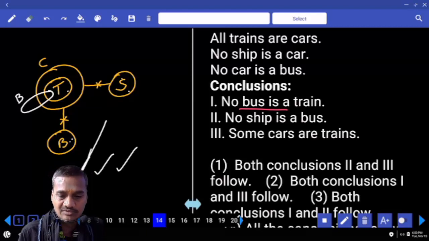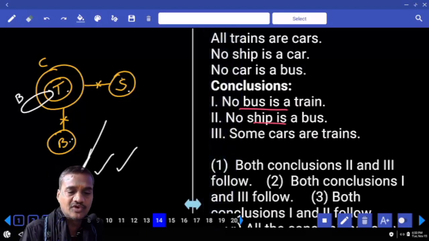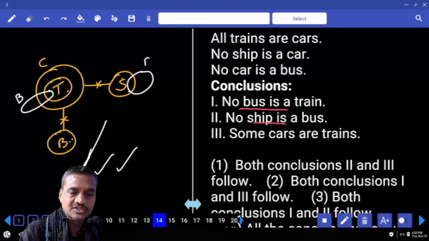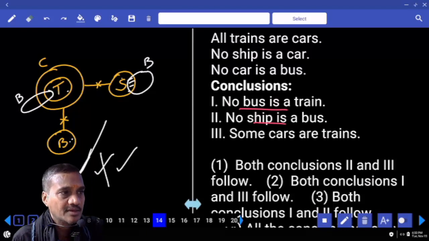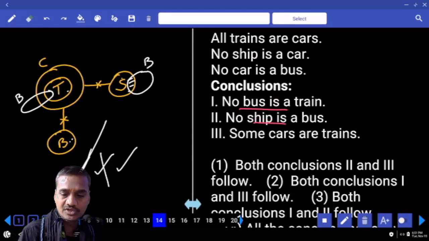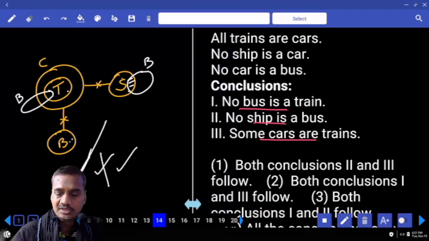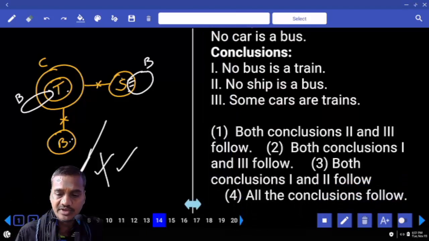Then coming to the second one, no ship is bus. If this is false, then some ships are buses, we can write ship and bus overlapping. If they meet like this, some ships are buses becomes true, so no ship is a bus becomes false. Hence finally 1 and 3. The third one is an affirmative conclusion and it is true forever. Hence only 1 and 3, choice 2, question number 14.